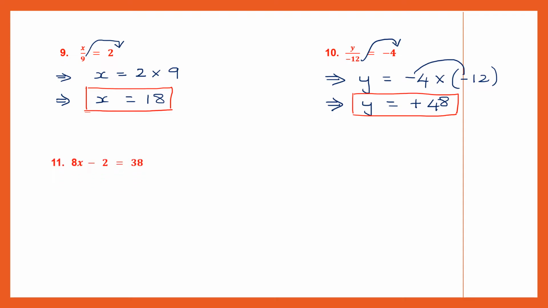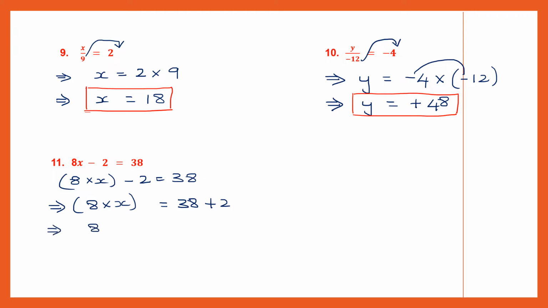Question 3. 8x minus 2 is 38. That means 8 into x, isn't it? 8x is 8 into x. Minus 2 is 38. So let's leave what is in the brackets as it is. 8 into x. Now we are going to transpose minus 2 to the right hand side. So that becomes plus 2. So what does this mean? It means 8 into x is equal to 38 plus 2 is 40.